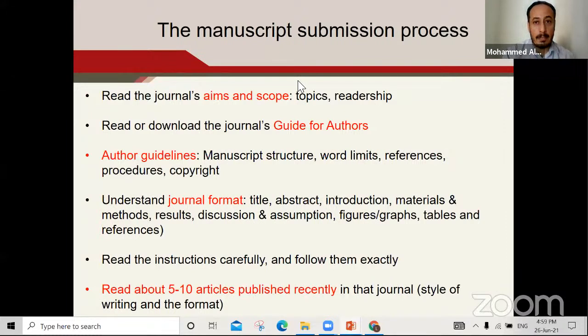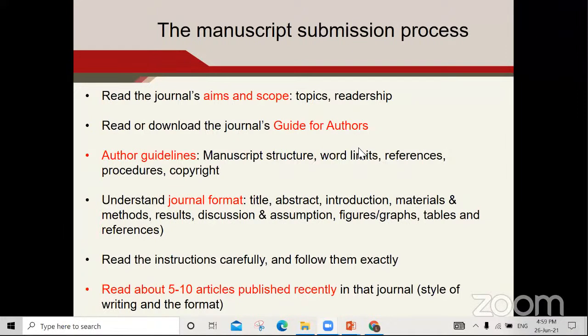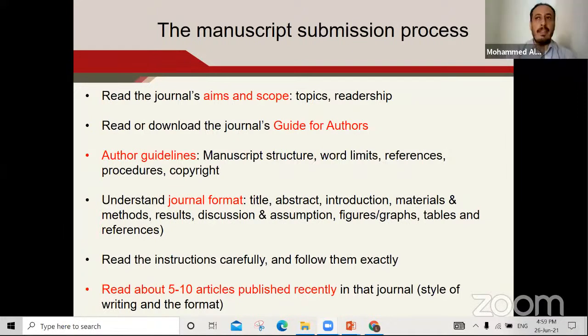Okay, let me just check. So sir, what is the purpose of H index? I didn't understand. Like, why is it?